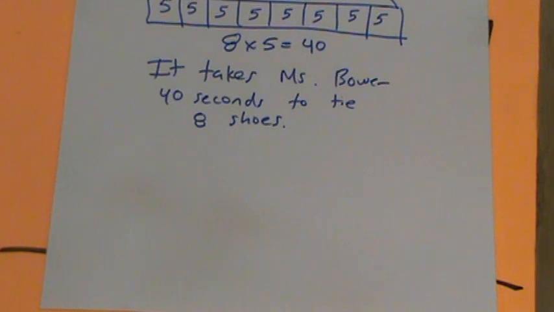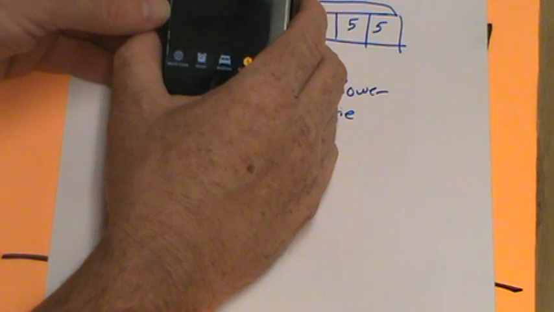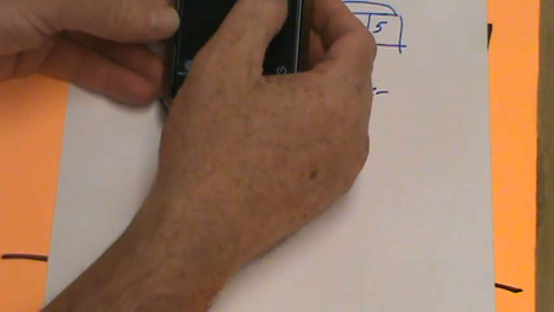So, let's take a look at a stopwatch. So here's our stopwatch. Hope you can see that. And let's watch the stopwatch. Here we go. Let's see how long 40 seconds lasts. How long it took Ms. Bauer to tie those 8 shoes.